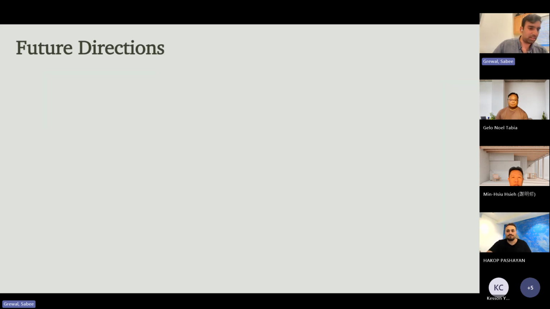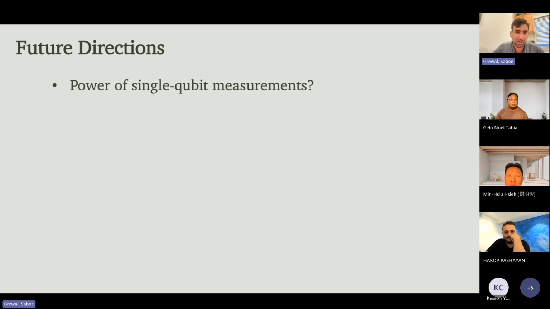So anyways, I know I'm slightly over time, but I want to wrap up with some future directions. Just two kind of broad things here, or actually one broad thing, one specific thing. The first thing is to encourage everyone to think about single qubit measurements. They're surprisingly powerful, at least so far it seems that way.